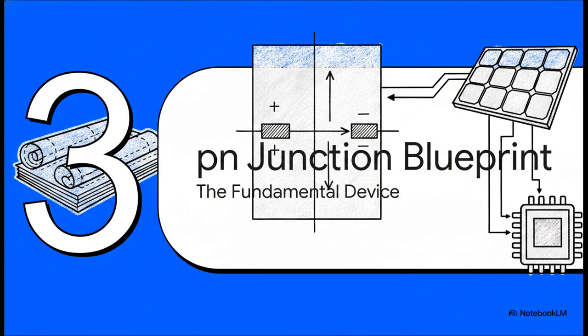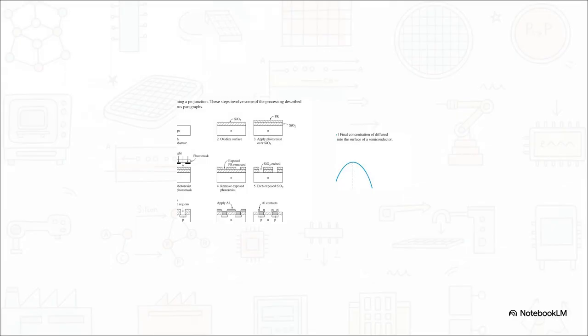All right, Section 3. The PN junction blueprint, building the fundamental device. Now, what's really interesting about this is what happens once those master blueprints are imprinted via photolithography. We use them to build the bedrock device of all semiconductor physics, the PN junction. Every solar cell, every LED, every processor relies on this fundamental structure.